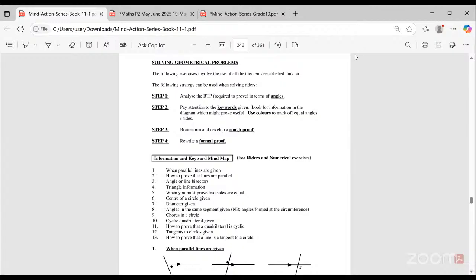So, yeah, we are solving geometrical problems. These are the techniques on the screen that I want us to first quickly look at. So there they are saying, let me just zoom this a bit.